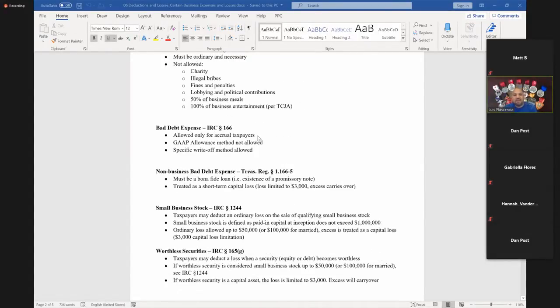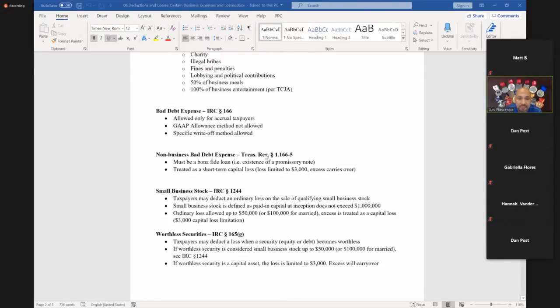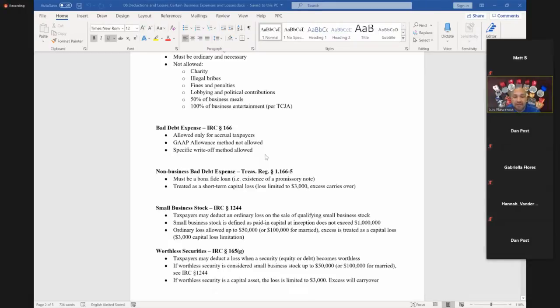All right, so bad debt expense. We haven't talked about bad debt expense. We sort of touched on it briefly. In terms of bad debt expense, what is deductible and what's not deductible? Bad debt expense is allowed only for accrual-based taxpayers, which kind of makes sense. On the accrual-based income statement, you recognize income when you earn it, not necessarily when you receive it. So you're accounting for some uncollectible receivables in there. As you know, the whole purpose of accounting for bad debt is to write off uncollectible accounts or expense uncollectible accounts.